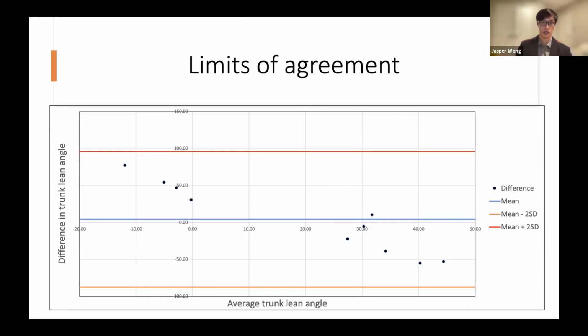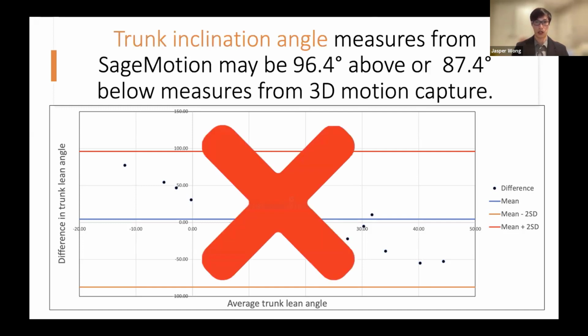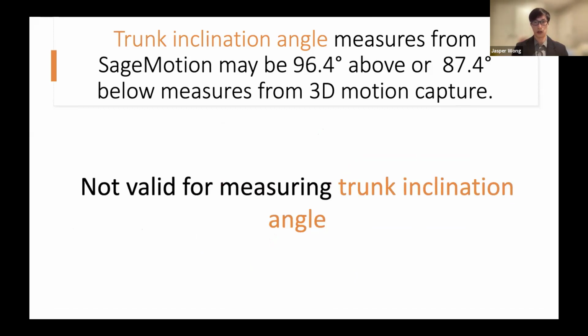However, in this case, we can see that the limits of agreement are very large, which suggests that trunk angle measures from the Sage Motion system can be anywhere between 96.4 degrees above or 87.4 degrees below what is measured by 3D motion capture, which in a clinical sense isn't very realistic. So we concluded that the Sage Motion system wasn't valid for measuring trunk angle.